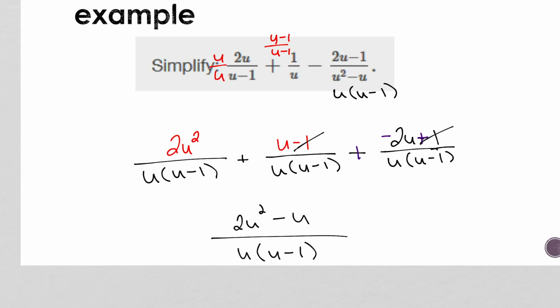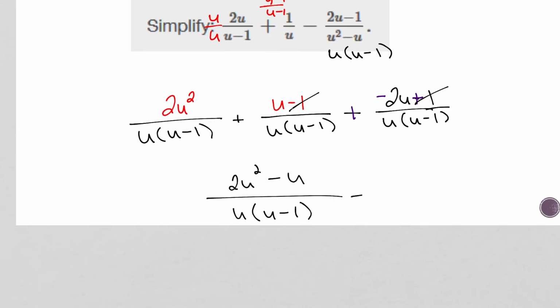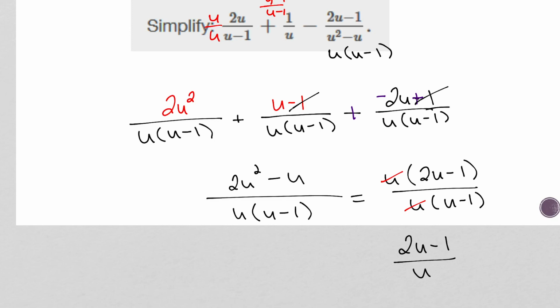Now let's factor the numerator to see if we can cancel some like factors. And look, I can get rid of these u's. So I am left with, and that's it. We are done.